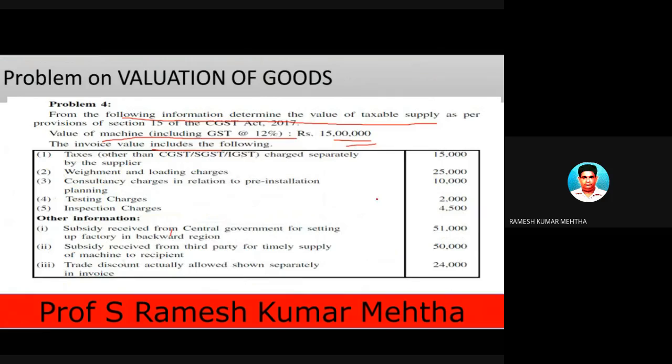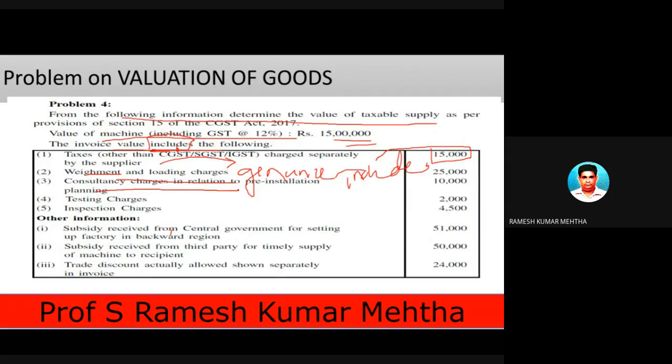Taxes charged separately by the supplier. So taxes other than CGST, already I told, any taxes which are required for supplying of goods should be included, and it has been already included. So nothing to be done because it is already included. Look here, weighment expenses and loading expenses. So these are also genuine expenditures for the manufacturing of the finished goods. So this should be included, and it has been already included as already pointed out.